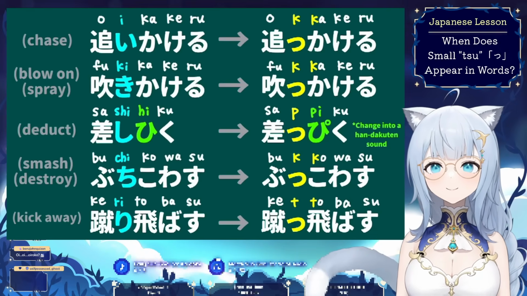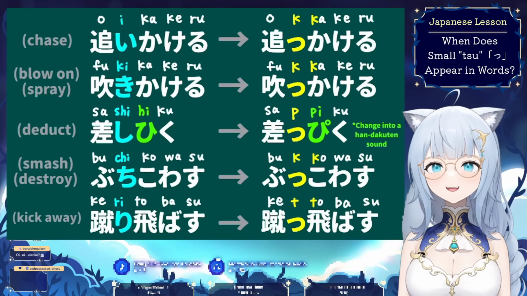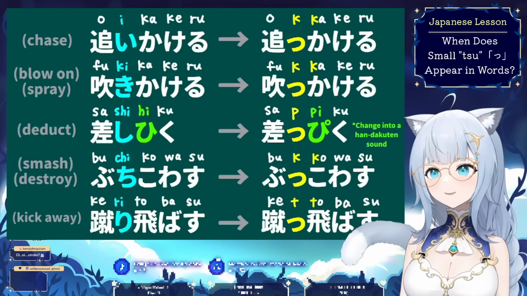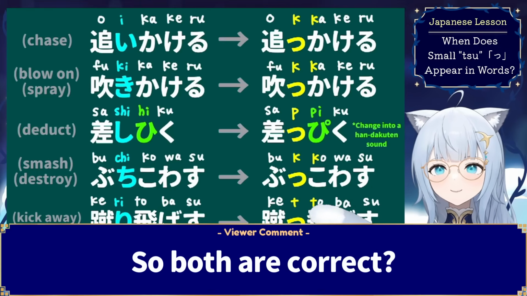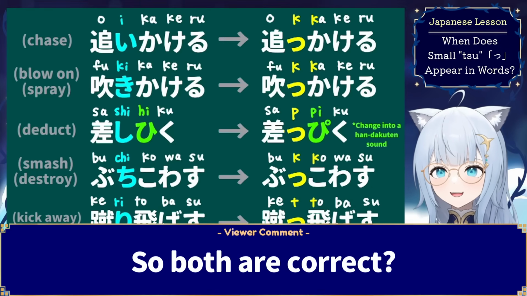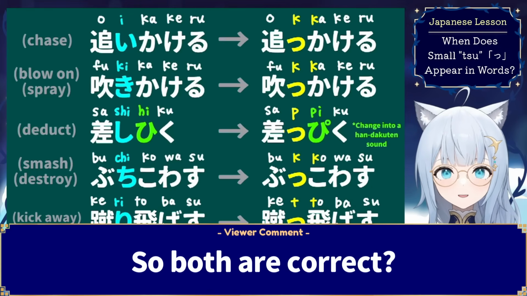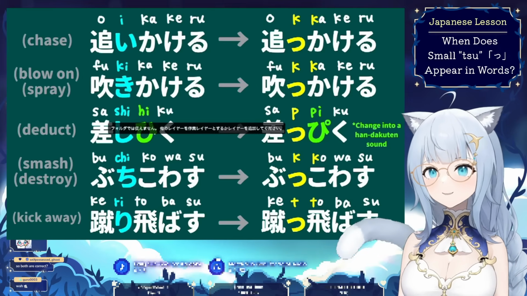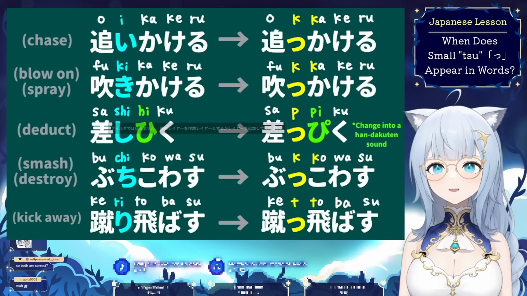Oikakeru is a general expression. Okkakeru is a slightly rough, spoken language expression. It depends on the compound verb; for some, only the sokuonka version is correct. But for these five compound verbs today, both are correct.